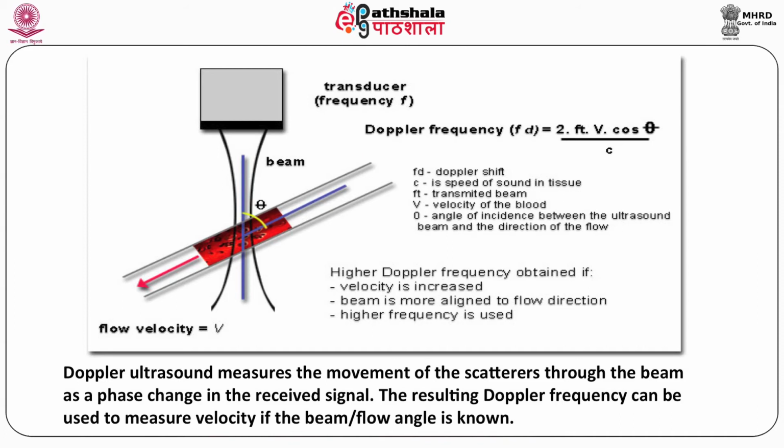So Doppler shift frequency is equal to 2 into frequency into v cos theta upon velocity of sound wave. As in this figure, you can see the Doppler shift frequency is displayed by this formula. The Doppler shift depends on the angle between the sound beam and the direction of blood flow. If the angle is equal to 0, then the Doppler shift is maximum, because cos 0 is 1. It depends on the frequency of the initial beam.